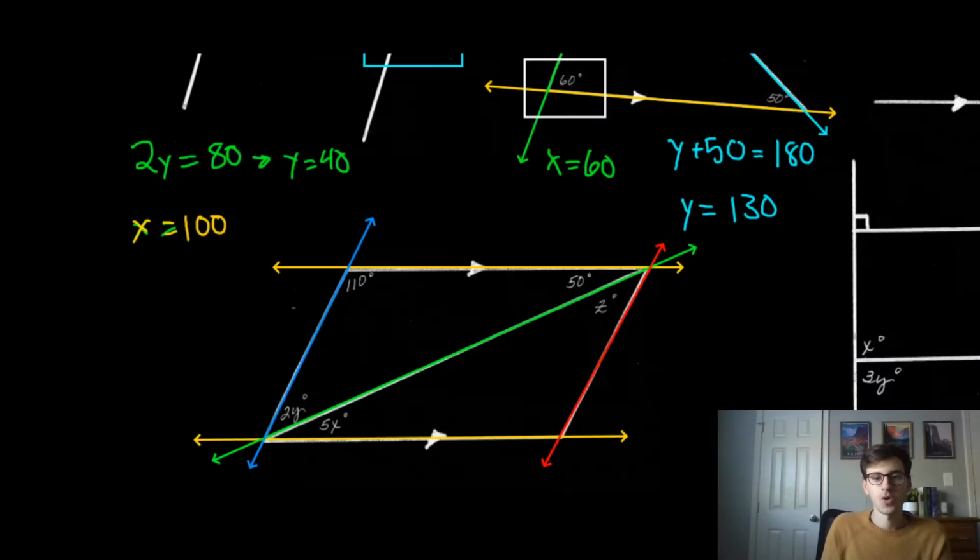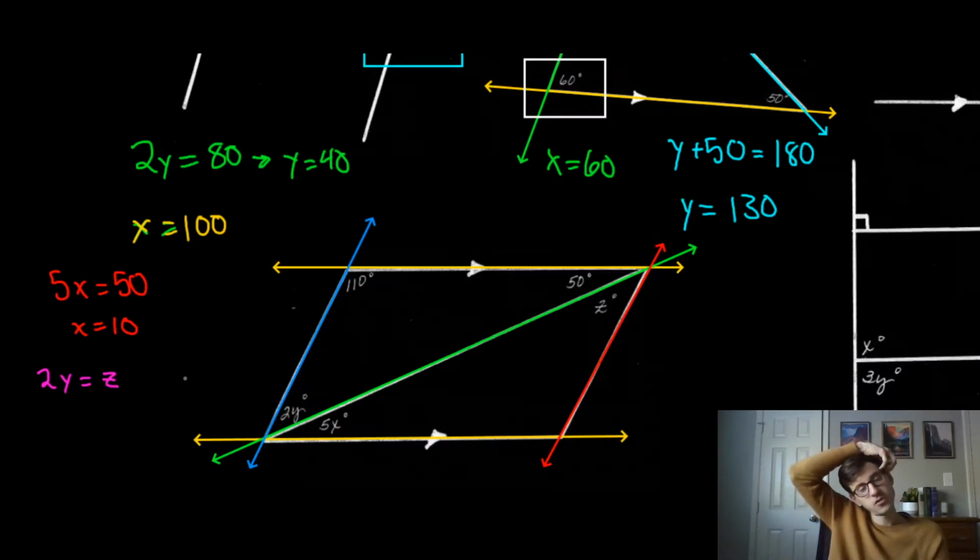So hopefully you're noticing something right off the bat, right? I have some alternate interior angles with 2y and z, 5x and 50. So I know 5x is equal to 50, so then that means x equals 10. I can also say 2y equals z. That's really it. That's all I can say there.